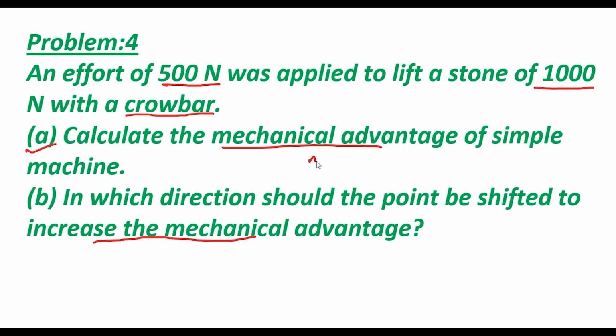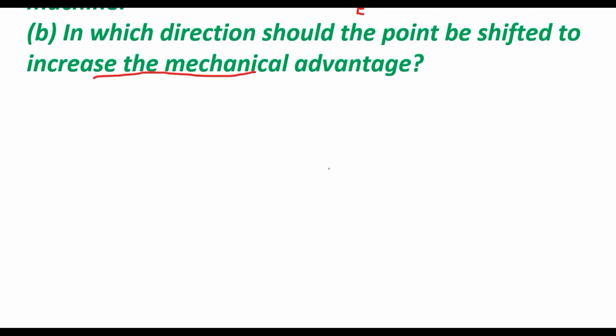And we know that MA, mechanical advantage, means load upon effort. If we have load and effort, we can easily find the MA. In this problem, effort 500 Newton was applied to lift a stone of this much. So this is effort and this is load. Then we can easily find the MA. MA means mechanical advantage. So first of all, write the given: load is given 1000, and effort is given 500.